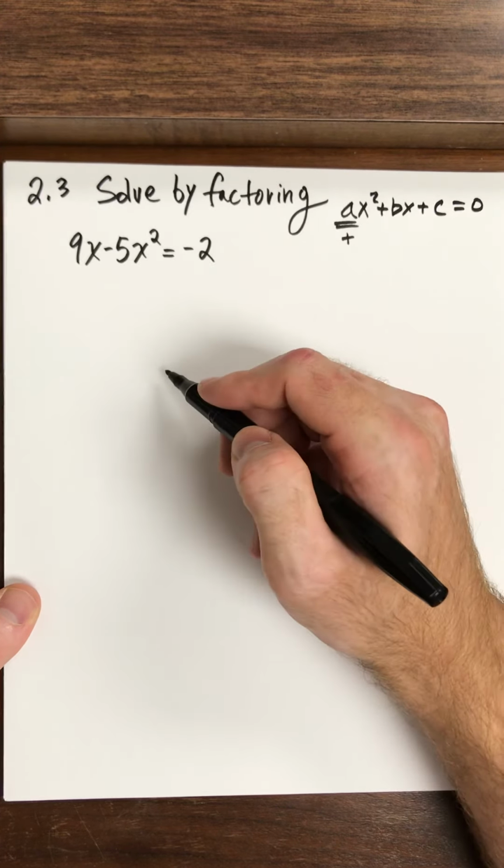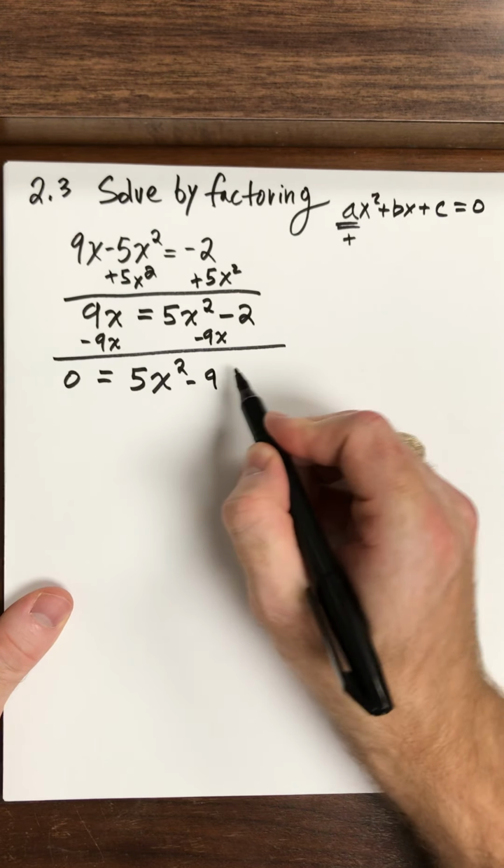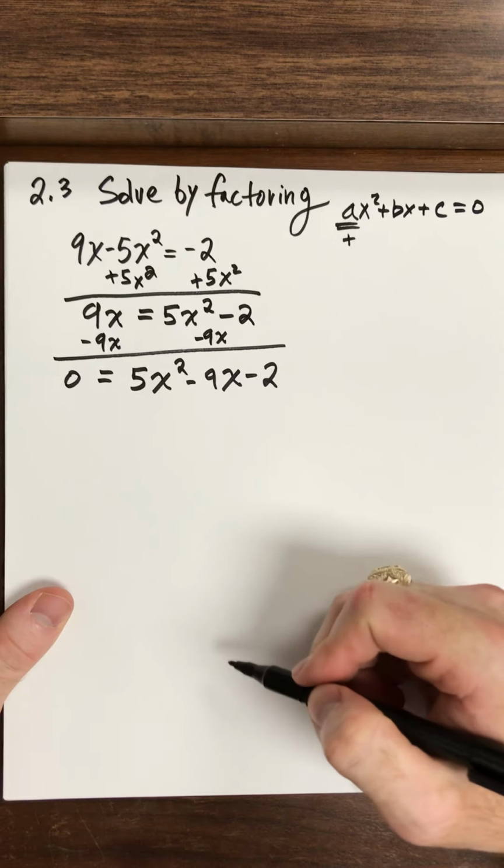Well, I see it's negative, so I'm going to add it on both sides. All right. And I'm going to also subtract the 9x, but I'll do that in just a second. So I have 9x equals what? 5x squared minus 2. I'm going to move this over here because I want it equal to 0, so I subtract 9x from both sides. So I have 0 equals 5x squared minus 9x minus 2.